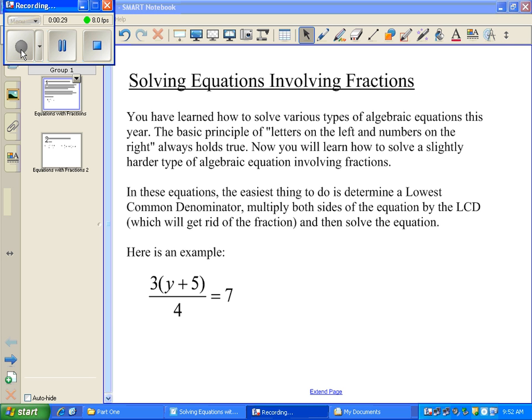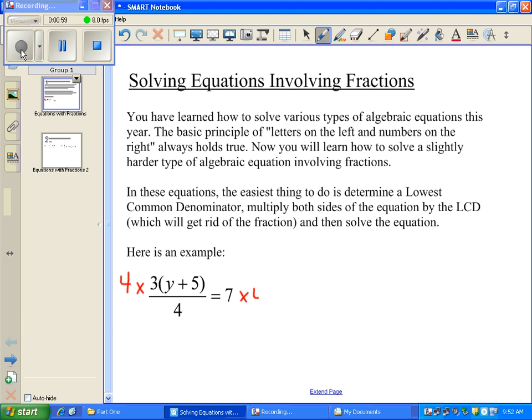denominator of the fractions. So if we look at the first example, this one's a little bit easier because there is only one fraction. The denominator is 4, so that will be the lowest common denominator. So the way that you get rid of 4 is your first step is to multiply both sides by 4. Or essentially you multiply every term by 4. So the left-hand side, I'm going to multiply by 4. And I'm going to multiply the right-hand side by 4.